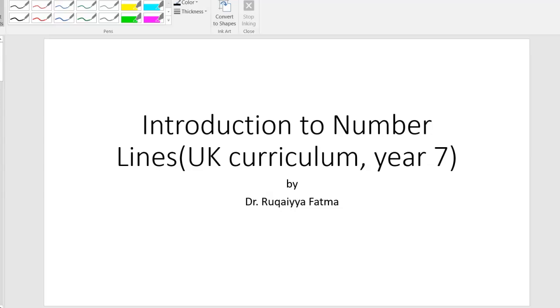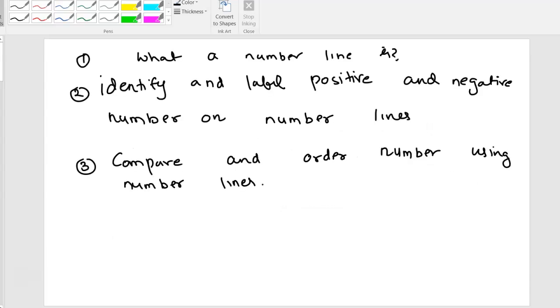Welcome to today's lecture on number lines. By the end of the lecture, the students will be able to understand what a number line is, identify and label positive and negative numbers on number lines, compare and order numbers using number lines.